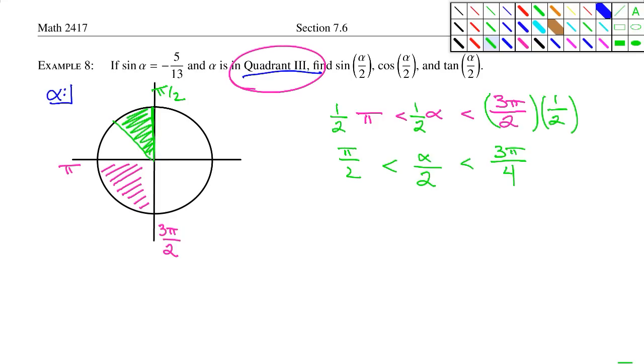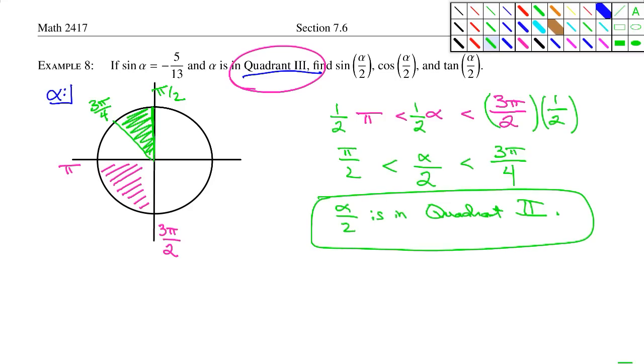So we know that alpha over 2 is in quadrant 2. It doesn't have the possibility of being anywhere in quadrant 2. It has to be between pi over 2 and 3 pi over 4, but that's enough at least to tell us what quadrant it is in, and therefore what signs we have to use when we go to compute the sine of alpha over 2 and the others. So we know that we have a quadrant 2 angle.